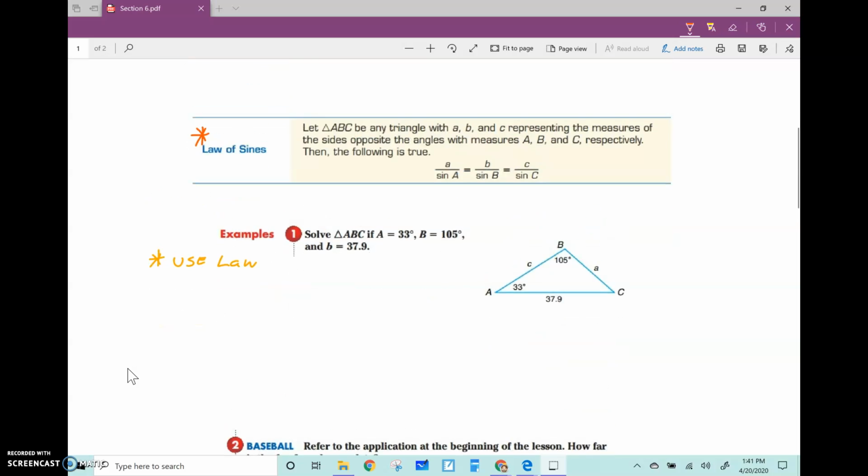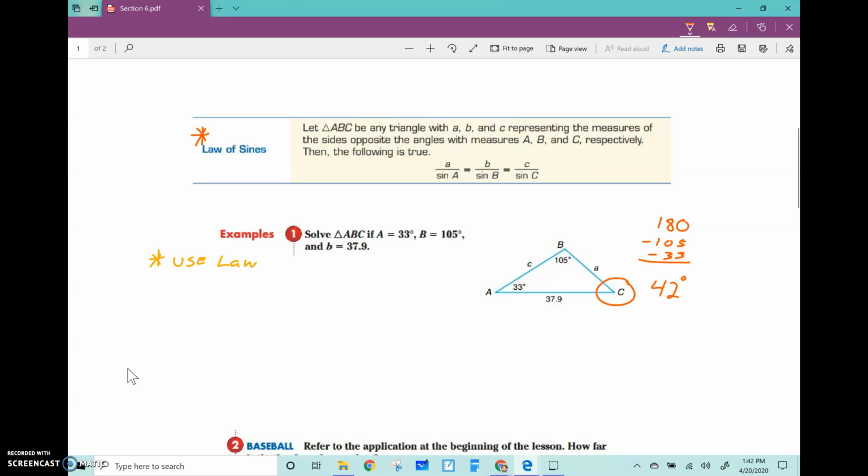And our law of sines states that side A over the sine of angle A equals side B over the sine of angle B, and side C over the sine of angle C. All right, so we're going to be using this tool right here, of course, to find some of our missing sides and angles. So just starting off, we can automatically find C if we just subtract our given angles from 180. So I'm going to subtract 105 and I'm going to subtract 33.